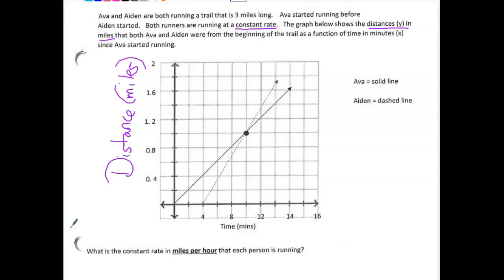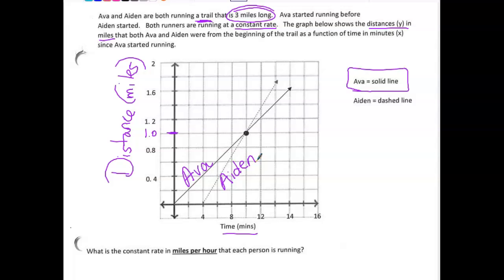Now something I notice up here, this is 3 miles long, so the trail is 3 miles long. I notice down here along the x-axis, that's time in minutes. Along the y-axis is distance in miles, and notice that probably right here is 1 mile. So you have to make sure you go by the intervals. I'm going to take my information here. It says Ava is a solid line, so I'm going to write Ava's name here so I know I'm watching Ava from there. And then I'm watching Aiden along this bottom line.